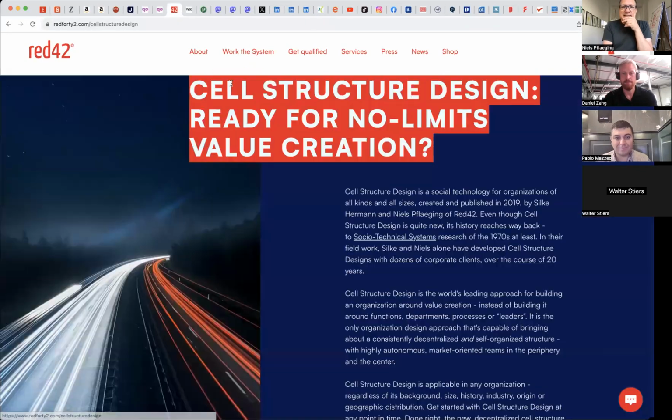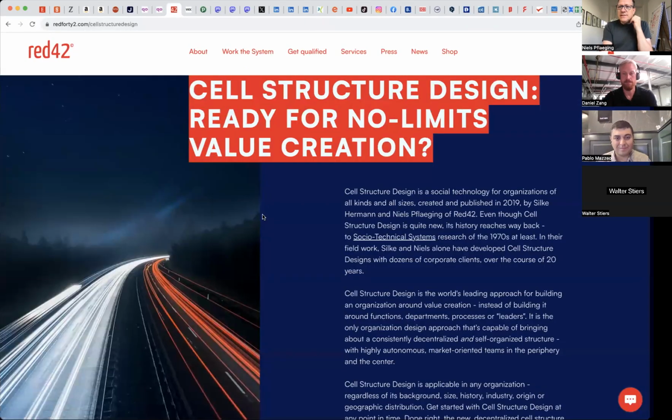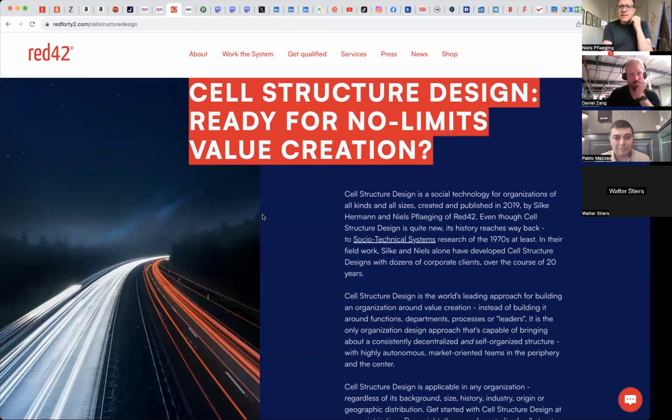And yeah, this one. Do you see it? Daniel, do you see it? Self-structure design, the page on self-structure.